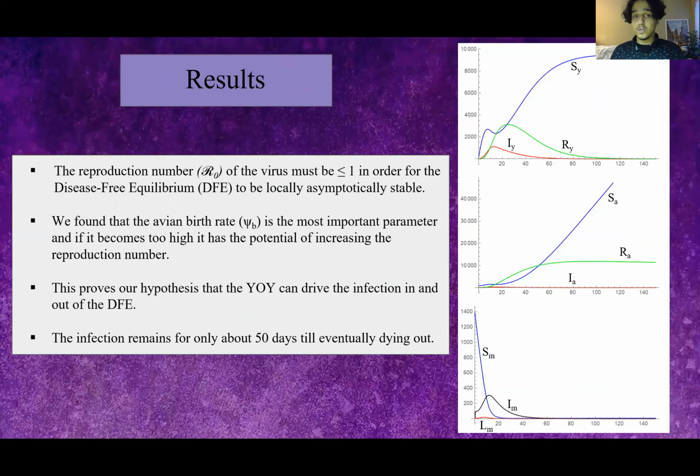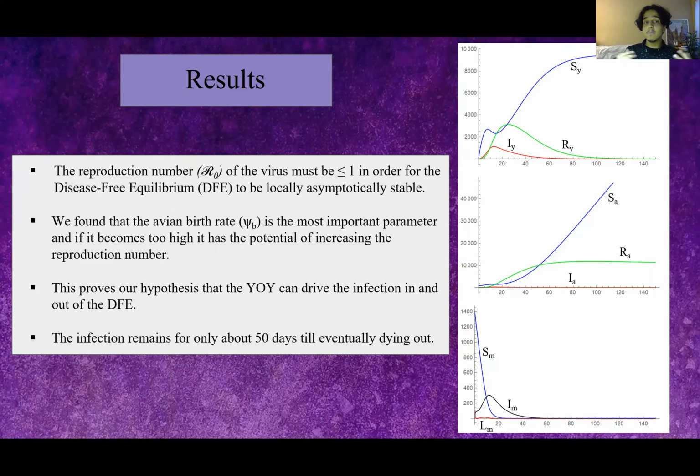Now, in our results, you can see 3 graphs on the right-hand side of the screen. The top graph is the young of the year graph, the middle graph is the adult graph, and the bottom graph is the mosquito graph. Through this, we found that the reproduction number of the virus actually has to be less than or equal to 1 in order for the disease-free equilibrium to be locally asymptotically stable. If the reproduction number is ever above 1, the disease-free equilibrium is just thrown out the window and is not locally asymptotically stable.